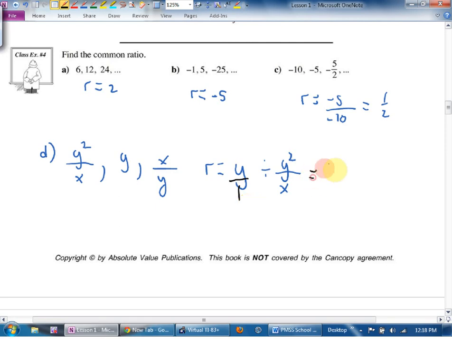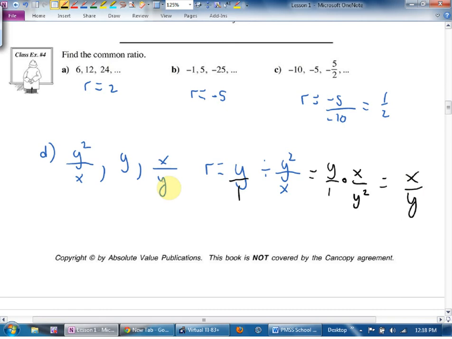You know what? I won't use a times sign because that's going to look like an X. I'll use the dot. I think the common ratio is that, is it not? And I think you also get the same thing if you do it this way. Or do you? X divided by, did I do this right?